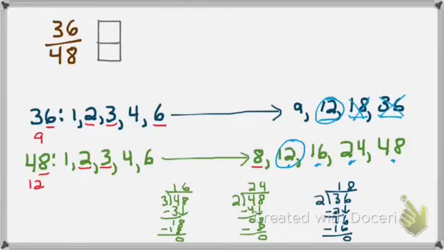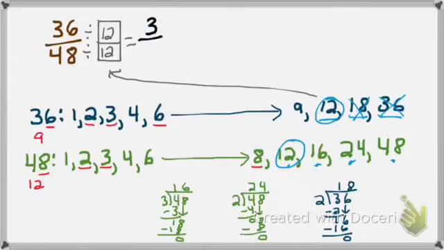Make my window box, because whatever I do to the bottom, I have to do to the top. That's why it's dividing by 1. So I put my GCF into both parts of my window box. I go ahead and divide since I want to reduce or simplify or put into lowest terms. 36 divided by 12 equals 3. 48 divided by 12 equals 4. So my fully simplified answer is 3/4.